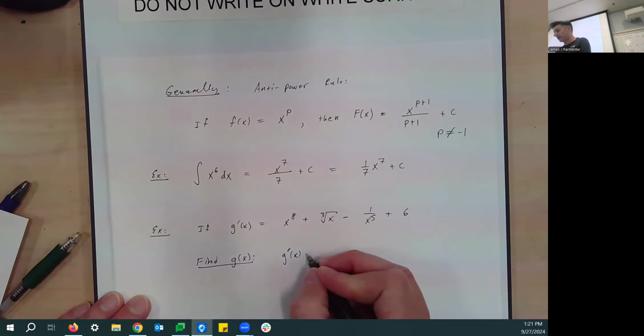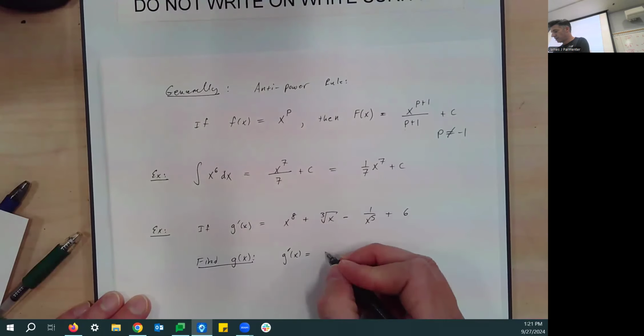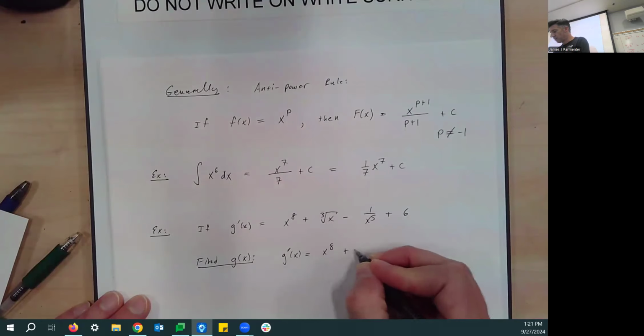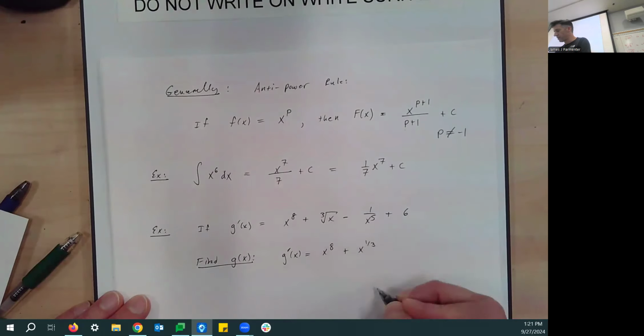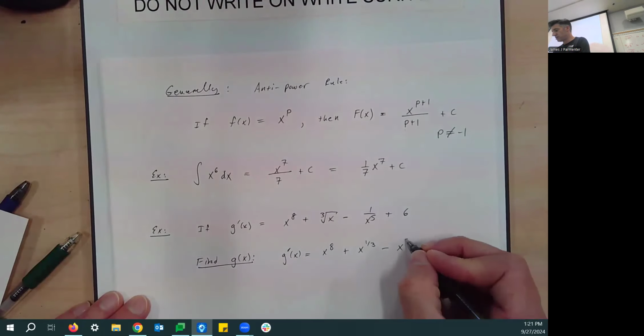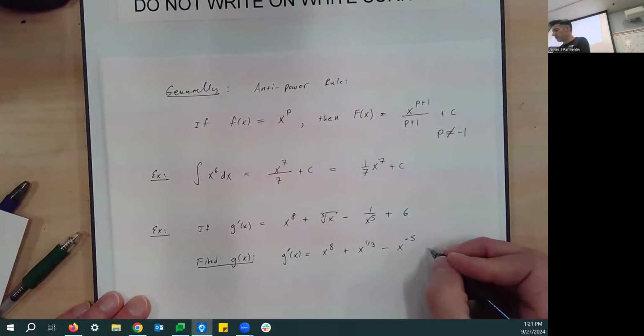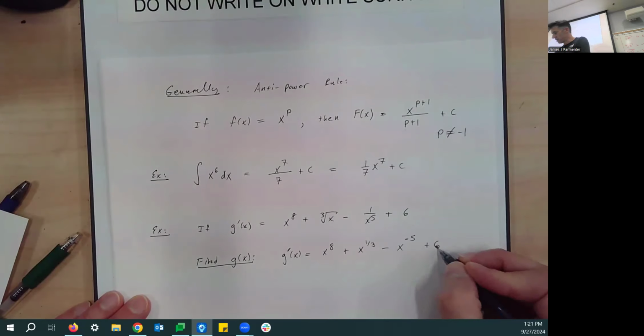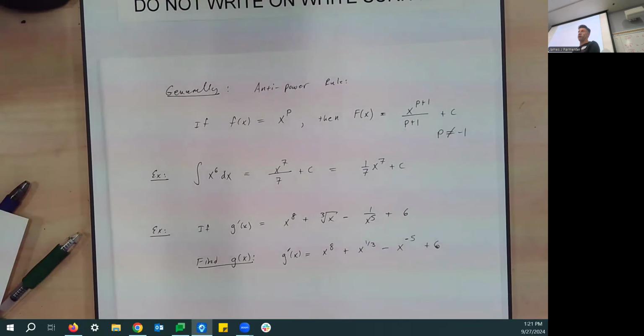I'm just simplifying the thing they gave me, which is x to the 8th plus x to the 1/3 minus x to the -5th plus 6. And now we're going to anti-differentiate term by term. Much like differentiation, when you differentiate a bunch of things added together, you just take the derivative of each thing and add the results together. The same idea applies to anti-differentiation. We're going to anti-differentiate all these pieces, and then we're going to add or subtract the results together.